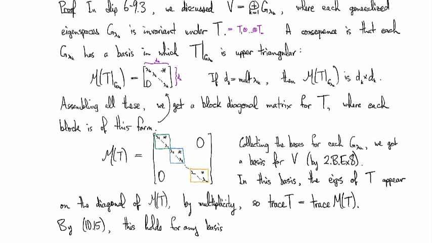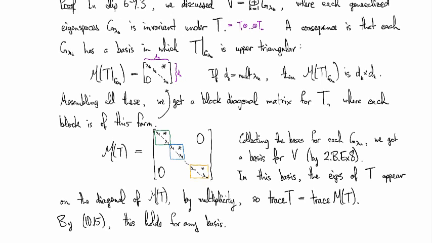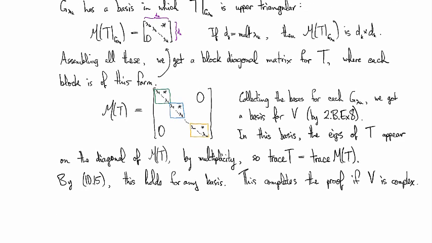And so this completes the proof if V is a complex vector space. And then if V is a real vector space as usual, then we just do this entire argument applied to the complexification of T, and we get the same result.